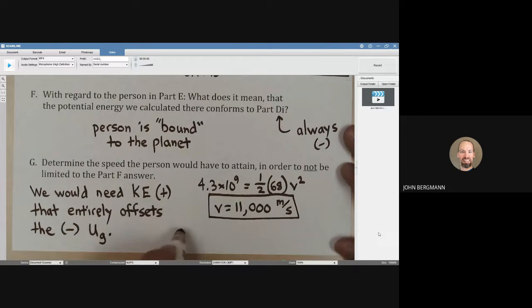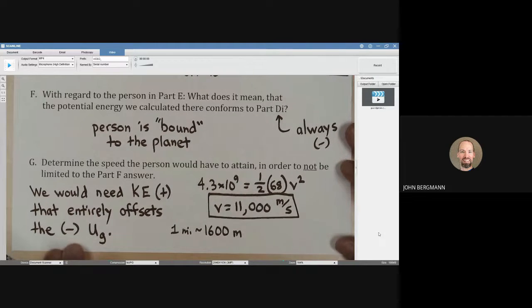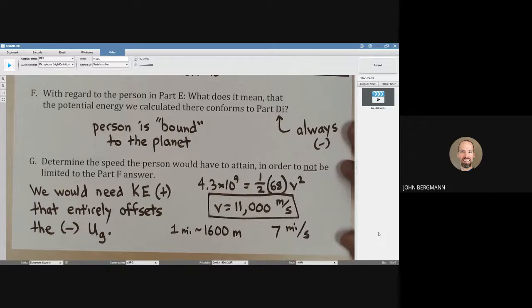Given that 1 mile is approximately 1,600 meters, if you're in track or swimming, you might know that a mile is approximately 1,600 meters. It's a little bit more, closer to 1,609, but this boils down to roughly 7 miles per second. And that's the escape velocity for any object from Earth.